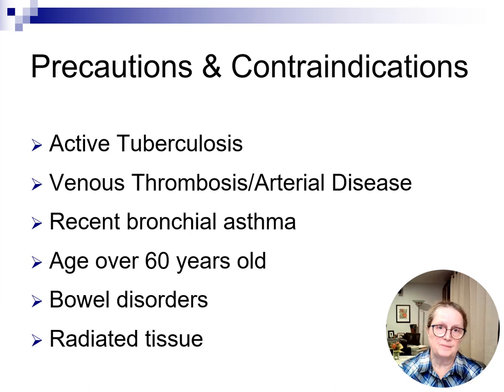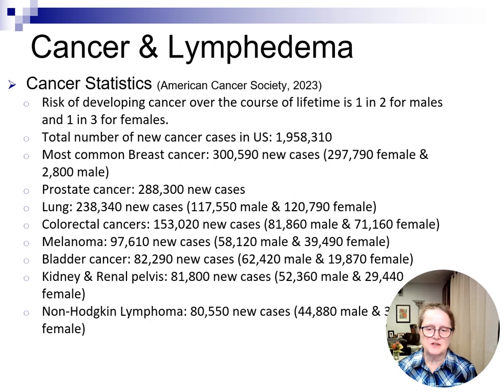Here is a list of the current cancer statistics in the United States. Of note, the risk of developing cancer over the course of a lifetime is 1 in 2 for males and 1 in 3 for females. The total number of new cases in the U.S. is nearly 2 million in the last year. I have included on the list those cancer types with over 80,000 new cases in the last year.